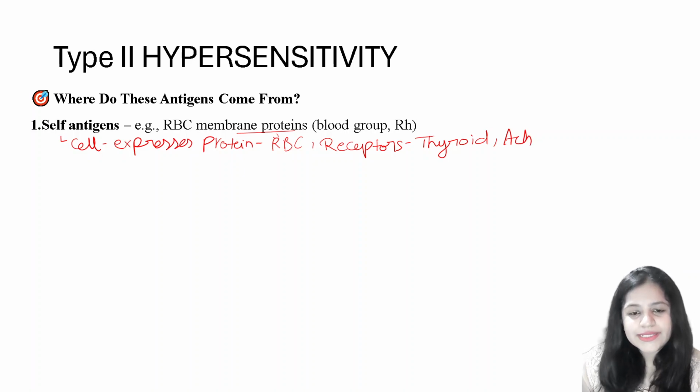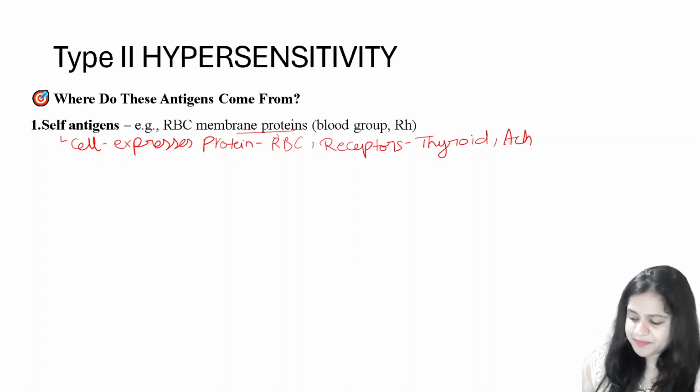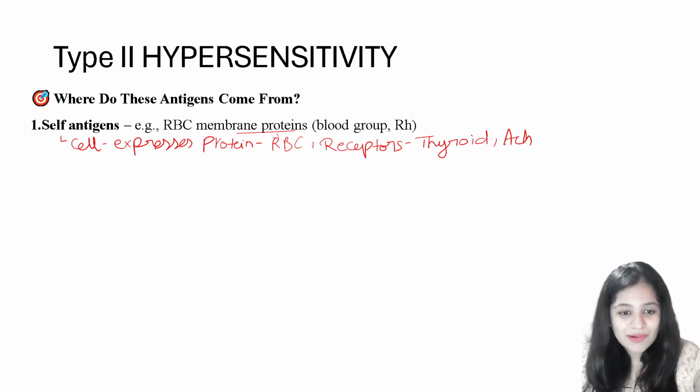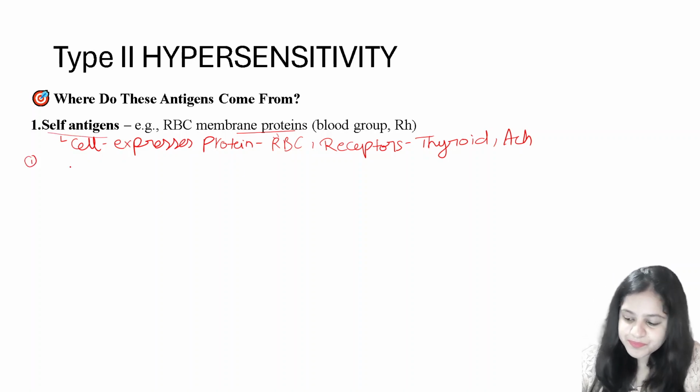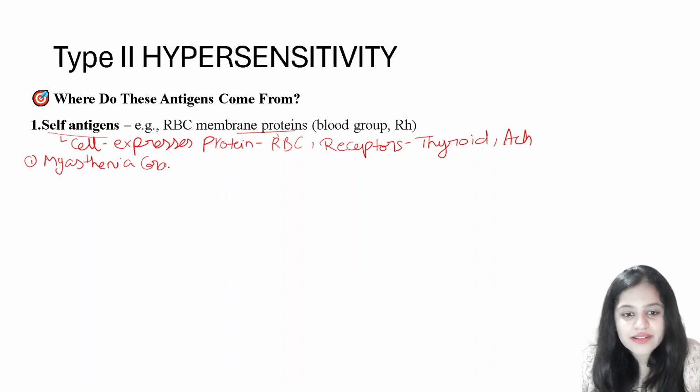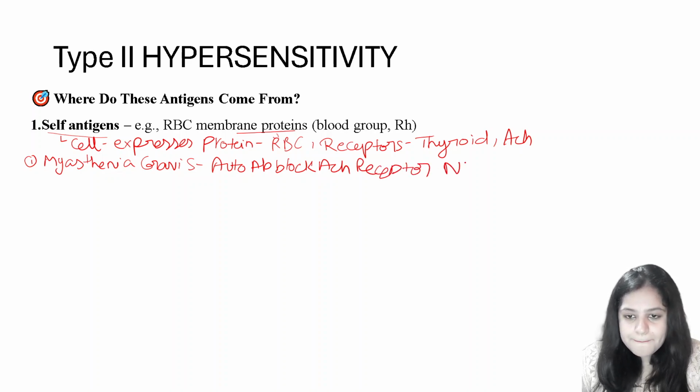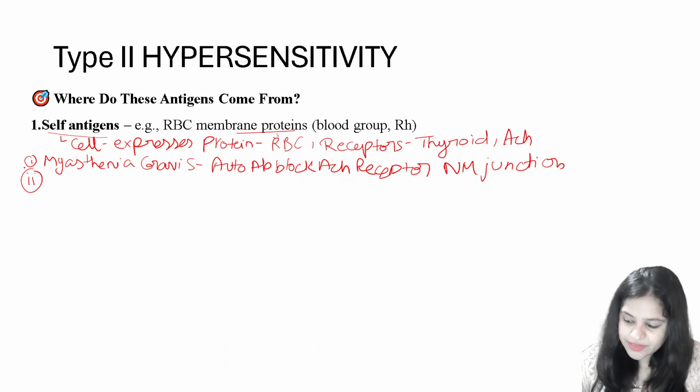Normally what happens, your body is tolerating all these receptors. Okay, it's very chill normally, but now we are talking about hypersensitivity. What happens in hypersensitivity? It has lost its self-tolerance and now it is attacking its own antigens, that is self-antigens. Okay, for example, myasthenia gravis. What happens in myasthenia gravis? Your autoantibodies block the acetylcholine receptor at the neuromuscular junction.